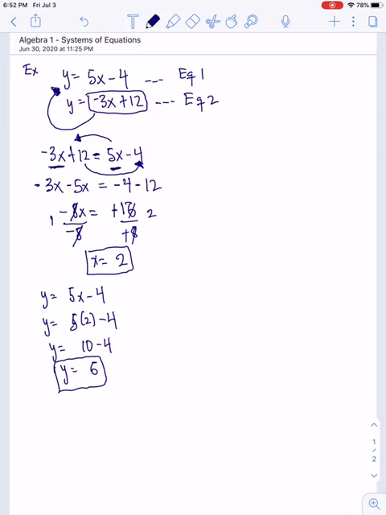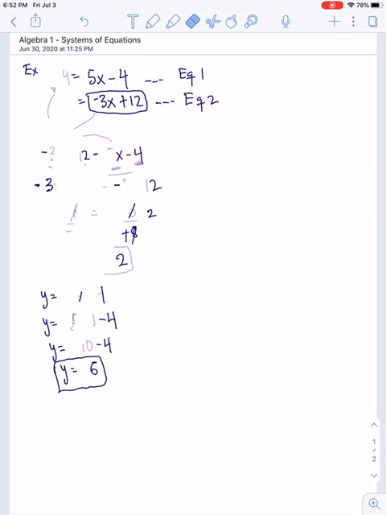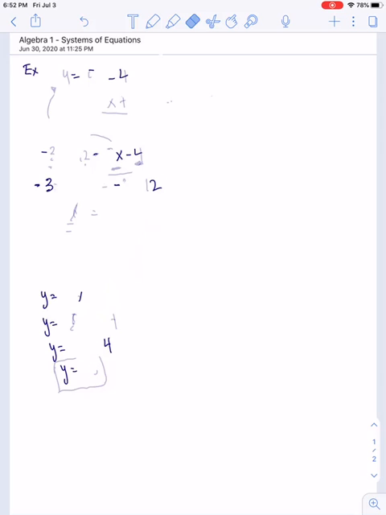All right, now let's do another problem here. Our third problem is y equals 2x minus 10 and 3x plus 2y equals 1. So this one, the first equation is going to be our equation 1, and the second one is going to be our equation 2.